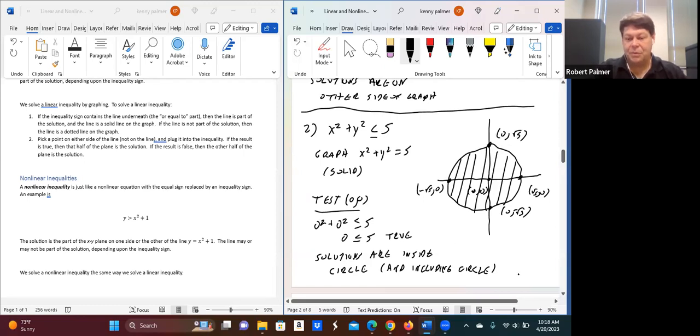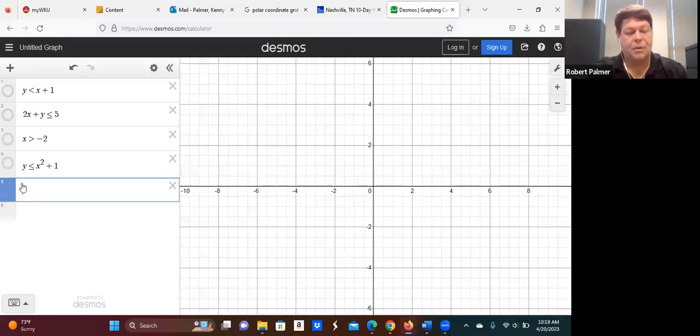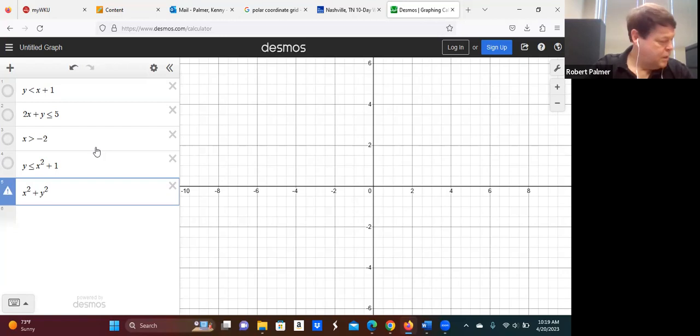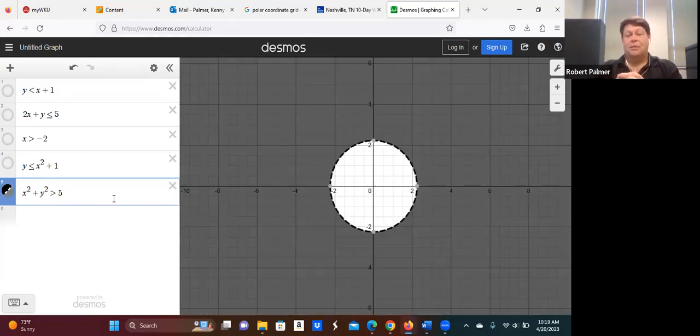Okay. So let's look at that with Desmos. x squared plus y squared is less than or equal to 5. All right. Now, once again, if we made that just less than 5, that would indicate the circle itself is not part of the solution. Or if we made it greater than 5, it'd be the outside. In that case, everything outside or further than 5 from the origin would be your solution.